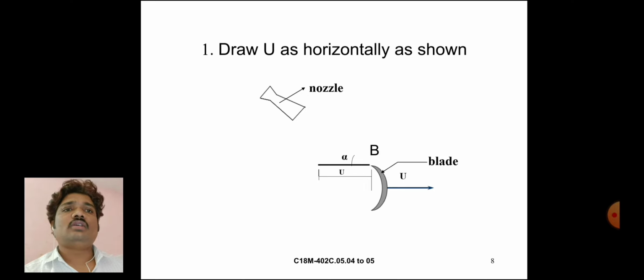Draw U horizontally as shown in figure number 1. This is a nozzle, alpha, and capital U as shown in this figure. This is a blade.